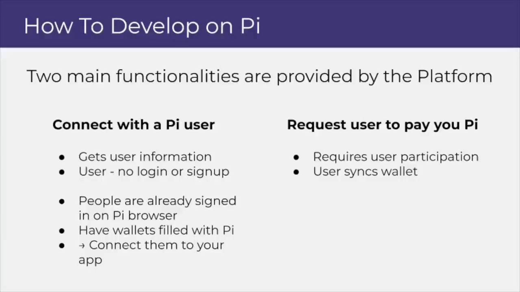And then the second functionality is payment functionality. And so this is the ability at the moment to request a user to pay you or to pay the application in Pi. And that request will sync directly to their wallet, which we call the Pi wallet. And you'll be able to walk them through the payment process in order to facilitate that.